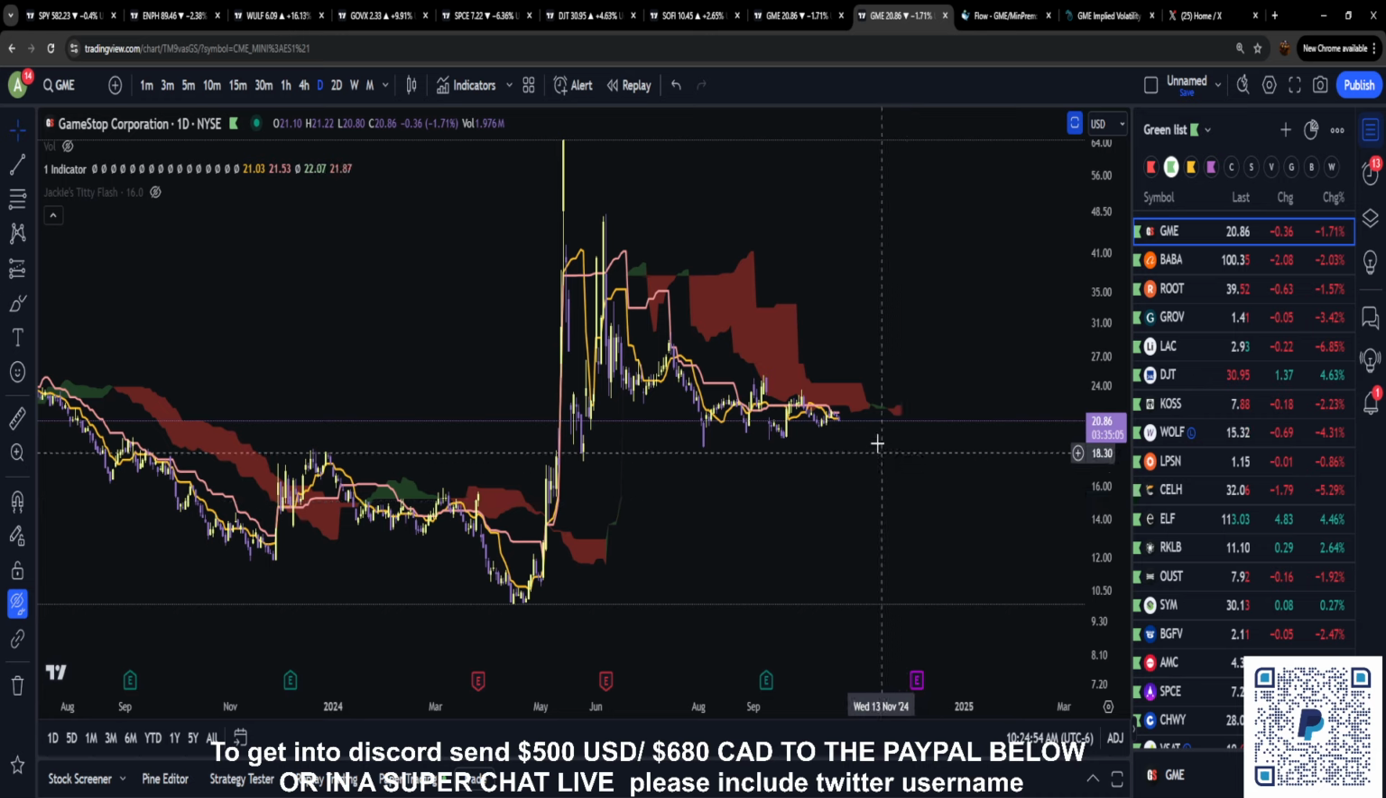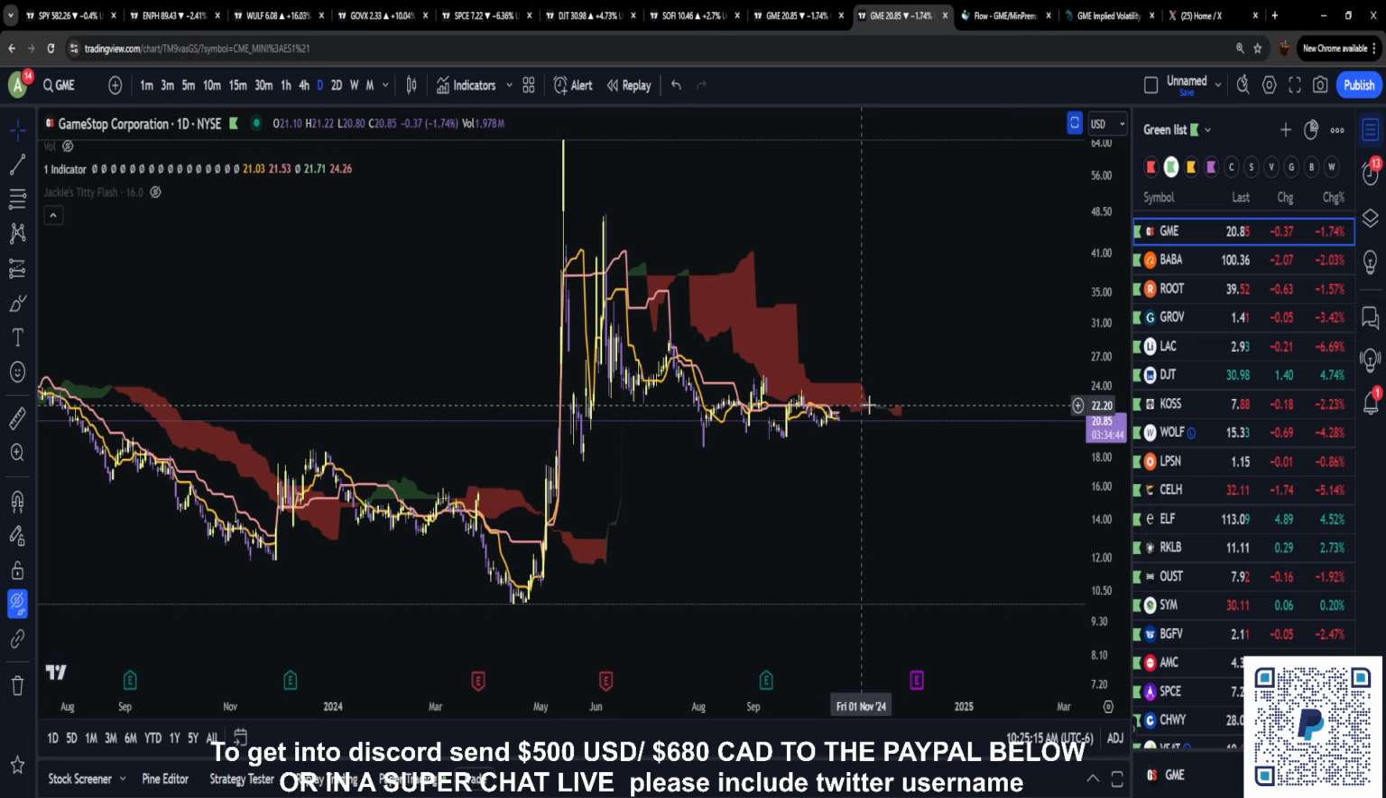So when you see big, fat red clouds, it generally tends to indicate that there is heavy, heavy amounts of resistance above, and that you are very unlikely to get through that. And that just speaks to the widening range of price action.